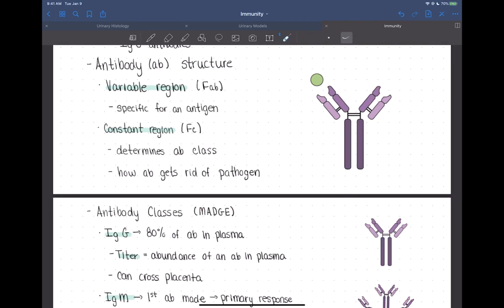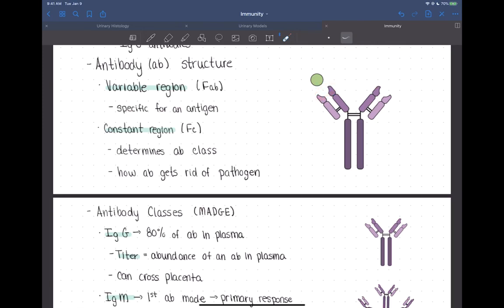So with an antibody, we have the variable region, which is going to be on kind of the tops of the Y here. And that is going to be specific for an antigen. Okay, so this variable region is going to be different for each specific type of antibody that is going to attack a different antigen. Okay, so an antibody against flu would have a different variable region than an antibody against the chicken pox.